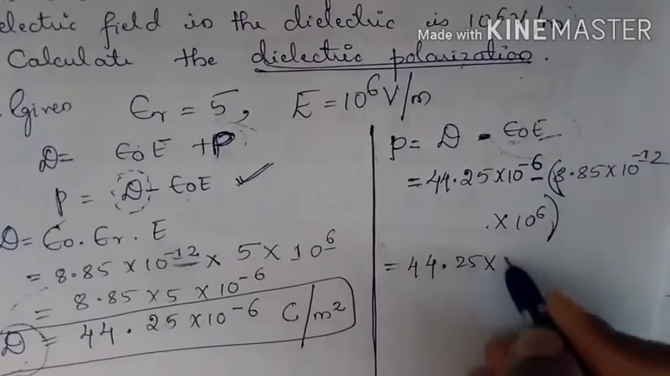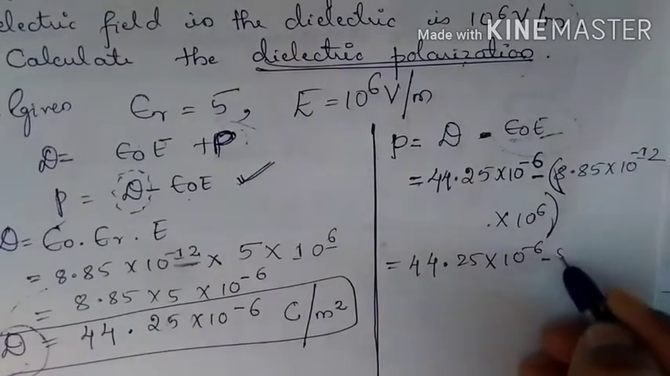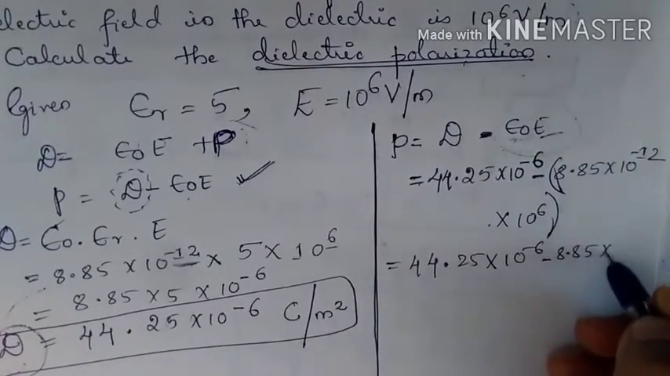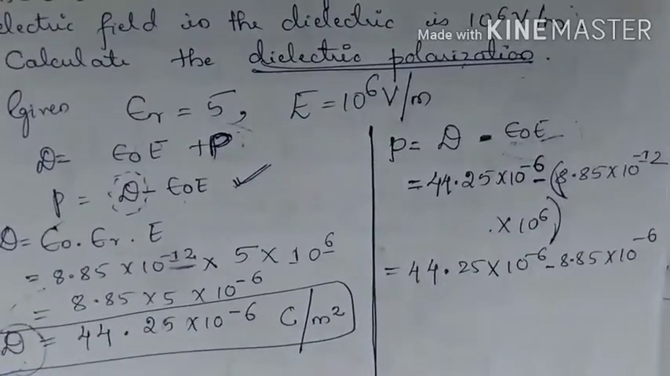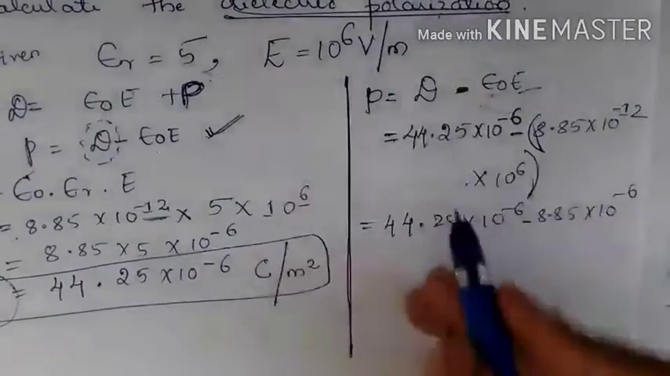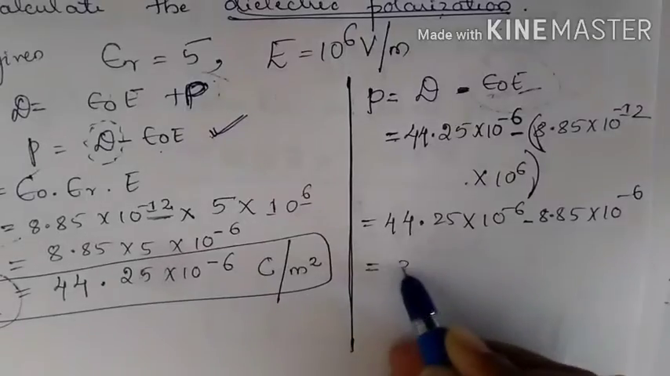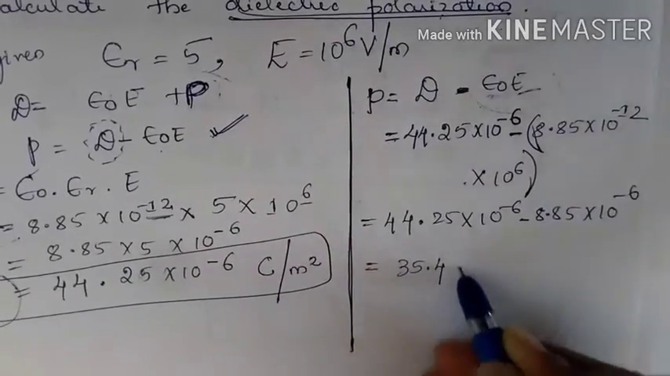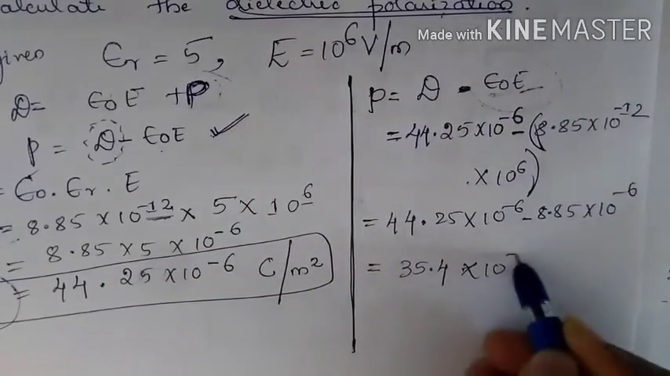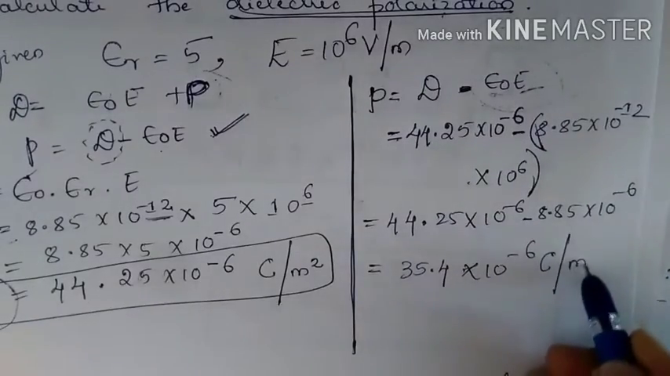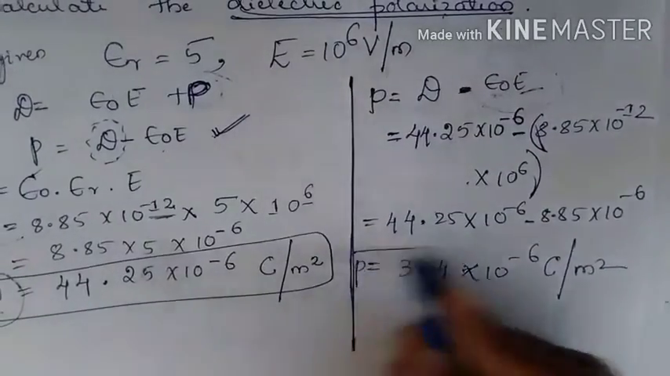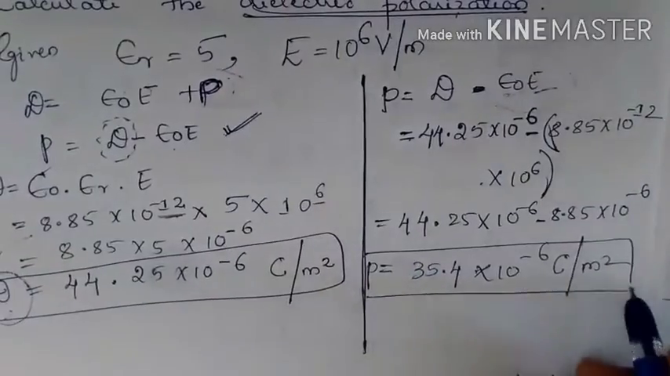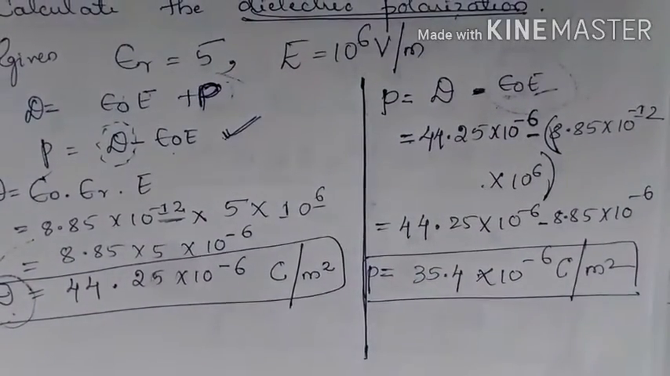44.25 into 10 power minus 6 minus 8.85 into 10 power minus 6. So now if you solve this, then you get 35.4 into 10 power minus 6 coulomb per meter square. So this is what? The dielectric polarization.